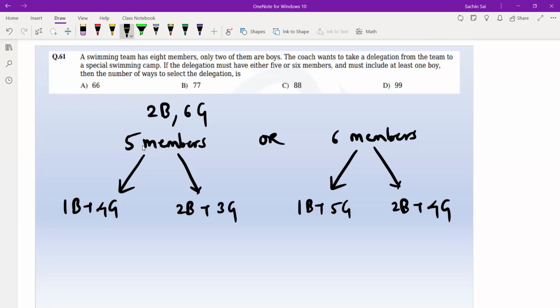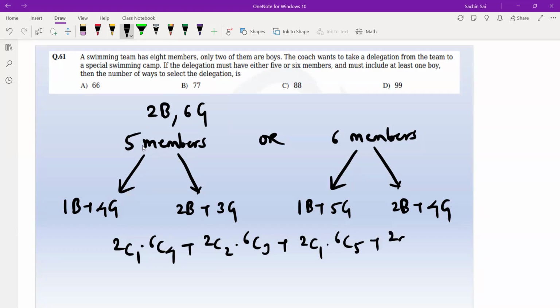right? So the correct answer will be for 1 boy and 4 girls. To select 1 boy and 4 girls, you can do it in 2C1 into 6C4 ways, plus for 2 boys and 3 girls, 2C2 times 6C3. Then you have 1 boy and 5 girls, which is 2C1 into 6C5. And then 2 boys and 4 girls can be selected in 2C2 times 6C4 ways, right? So this will give you the answer to the question, what is the number of ways of selecting a delegation?